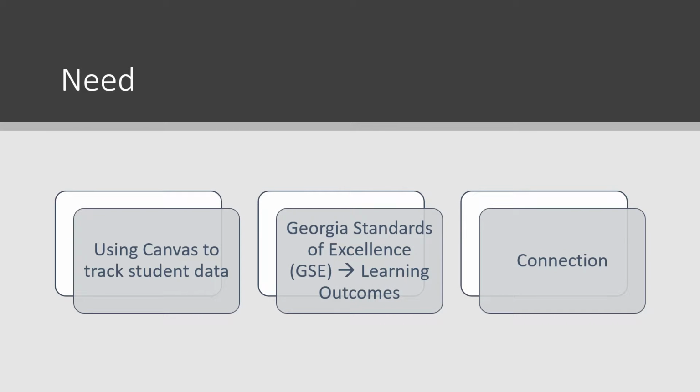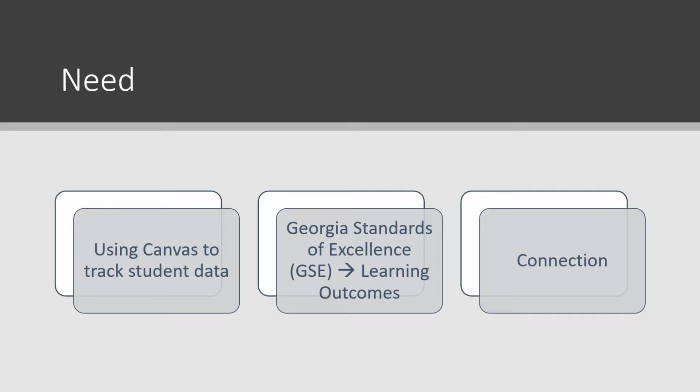First, we need to talk about the need. Why do we need to use Canvas to track data and improve student performance? Well, Canvas is our new learning management system that we moved to this year. Within this program, we have the opportunity to capitalize on different features to track student data and use that data for the improvement of student performance.